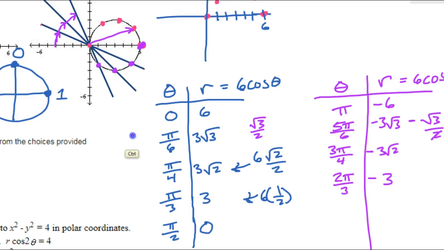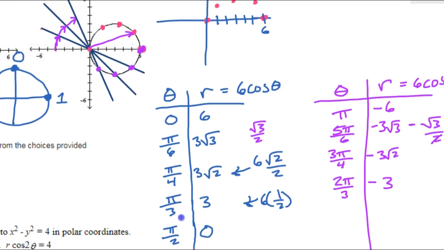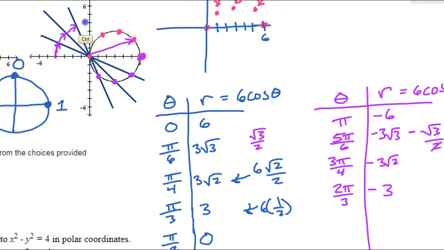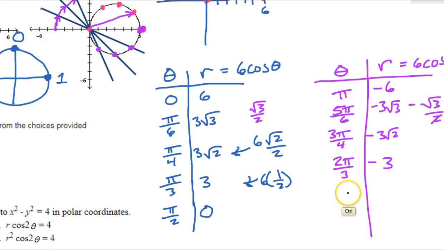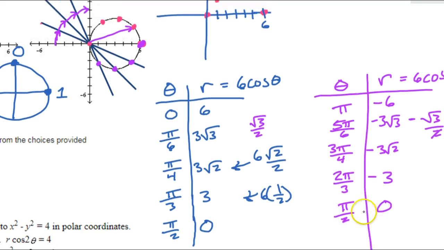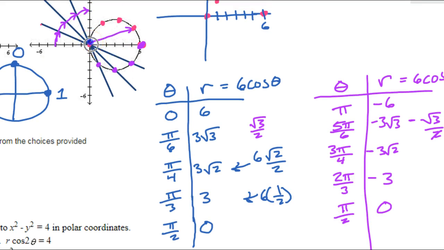All right, and last but not least, if I went any further, that would just put me back at pi over 2, which we already had. Pi over 2 is still going to be 0, which is going to be the same point we already plotted. But that completes the circle.